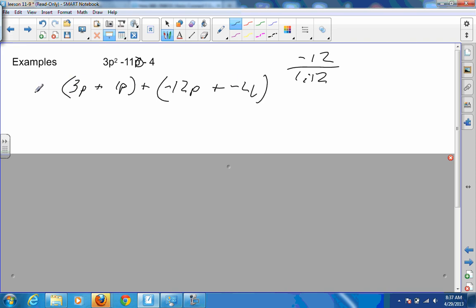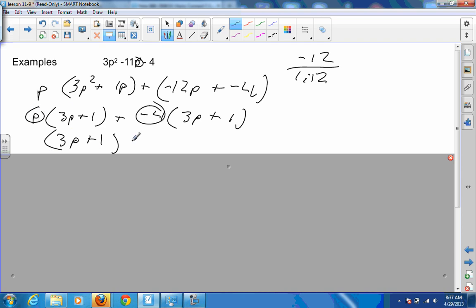The greatest common factor here is p, so I'll factor out a p. I've got p, and on the inside I've got 3p plus 1. And for the next one, if I factor out a negative 4, I will be left with a 3p plus 1 again. So my 2 binomials are going to be 3p plus 1 and p minus 4.